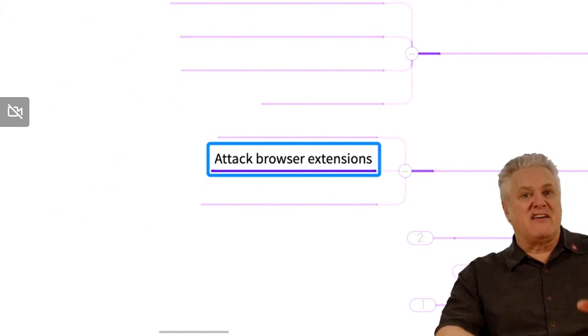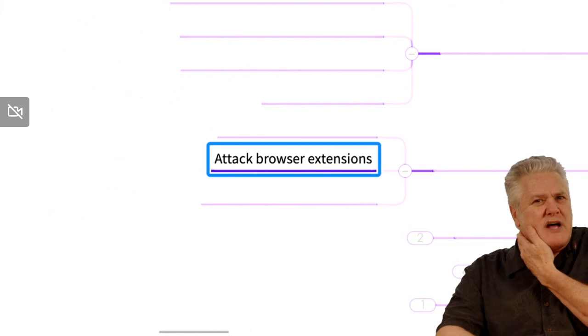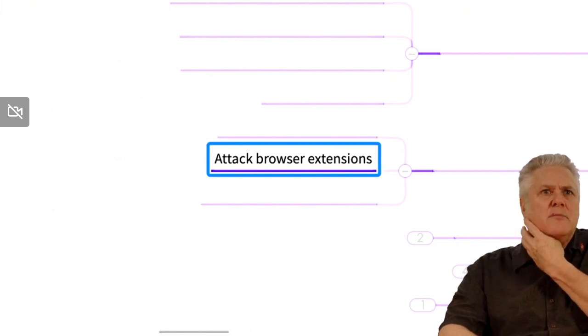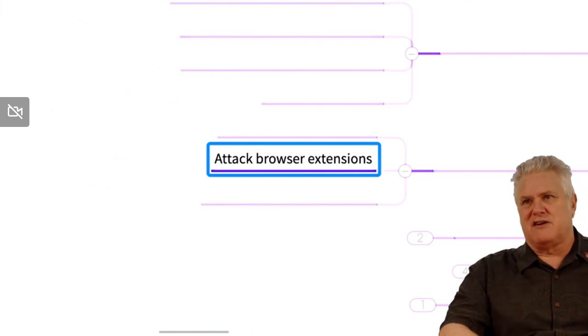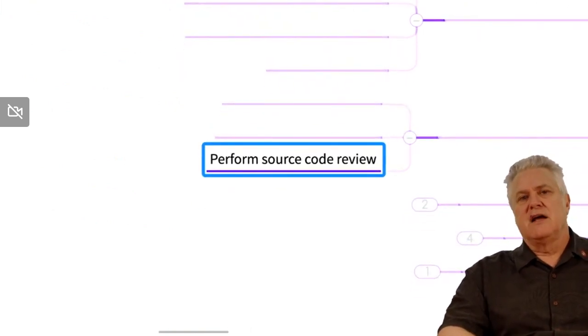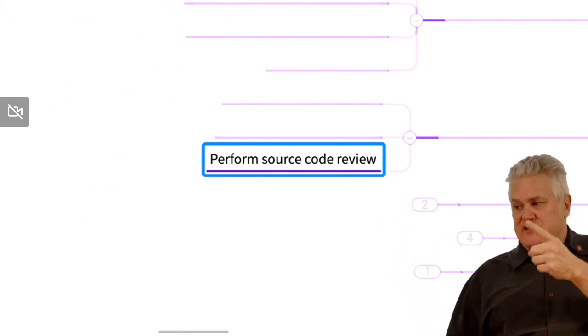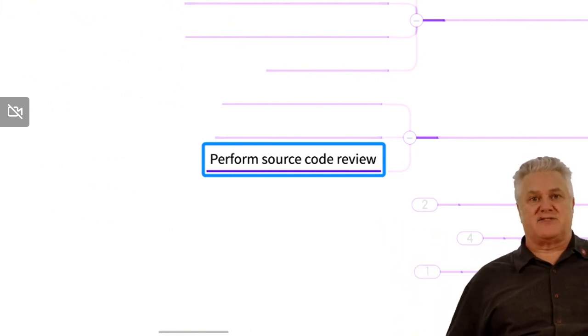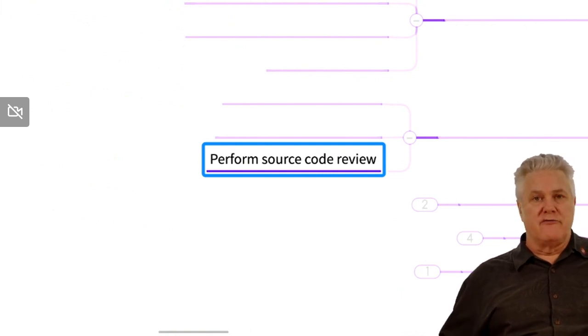We can look for any kind of browser extensions. Those holes have been plugged up on the Chrome side of the house, and pretty good on Firefox, but I don't know about the rest of them. Do we have access to the source code? This is a yes or no question. If the answer is yes, you're doing a white box test. Now you can start using other tools for your source code review.